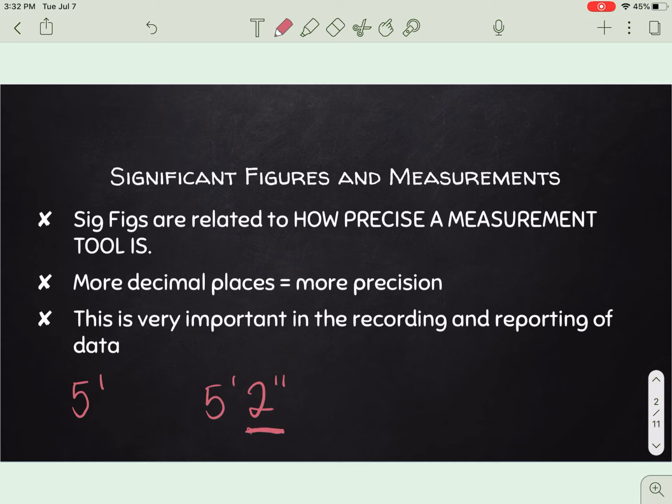Or I could get even more exact and say I am 5 foot 1.75 inches. So that is even more exact. Now I have the 5 foot and I'm 1.75 inches. So that is even more significant digits or significant figures there. So that's an example. The more significant figures you have, the more exact your measurements were.